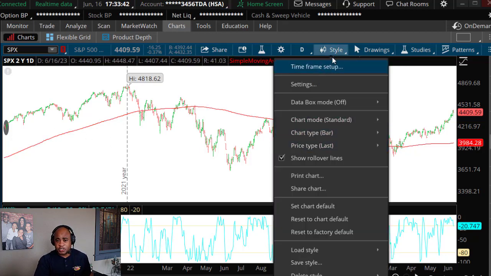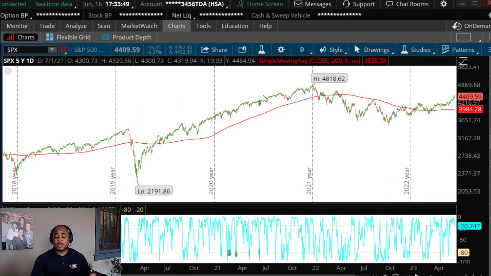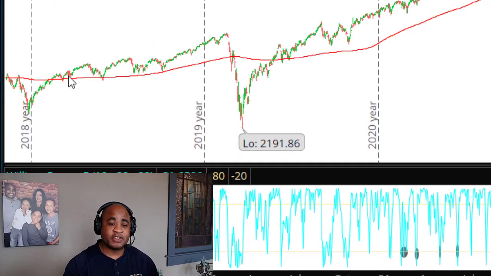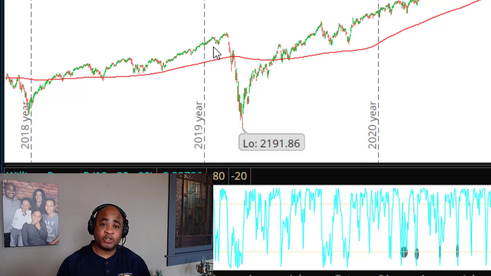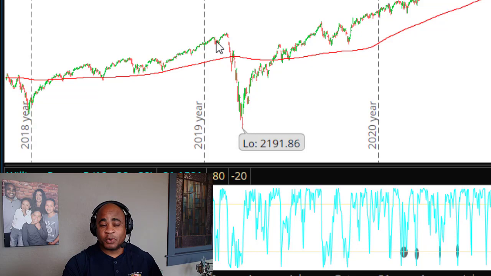Let me switch out to a 5 year time frame right here. 5 year daily. So these are the daily prices of the stock market, the S&P 500 over a 5 year time period. And the way I use this market timing indicator is if prices are trading above the 200-day moving average, I am bullish. Bullish means I expect prices to go up in price. Bearish means I expect prices to fall in price. So as long as prices are above this, I am more bullish in nature.